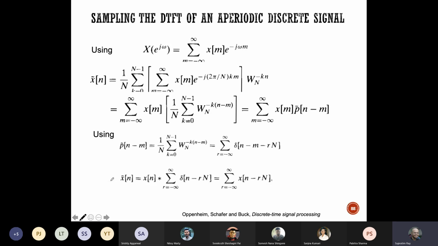So let me write this down. So is this fine? Is this okay? This is by definition. Definition of DTFT as given here. I'm using just this formula.